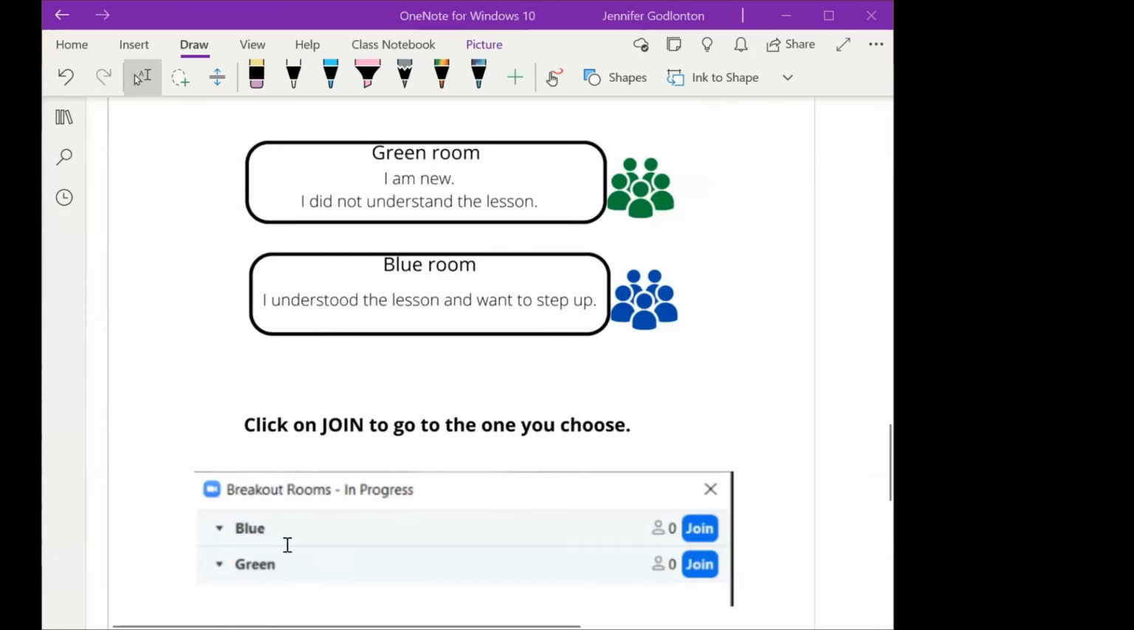Ma'am, what if you understood, but you had just one challenge? If you sort of struggle at all, I would say go to the green room. Yes, ma'am. Ma'am, what if you knew but you understood? If you understood and you're feeling 100% fine with it, I'm fine with you going into blue. Yes, ma'am. Okay.